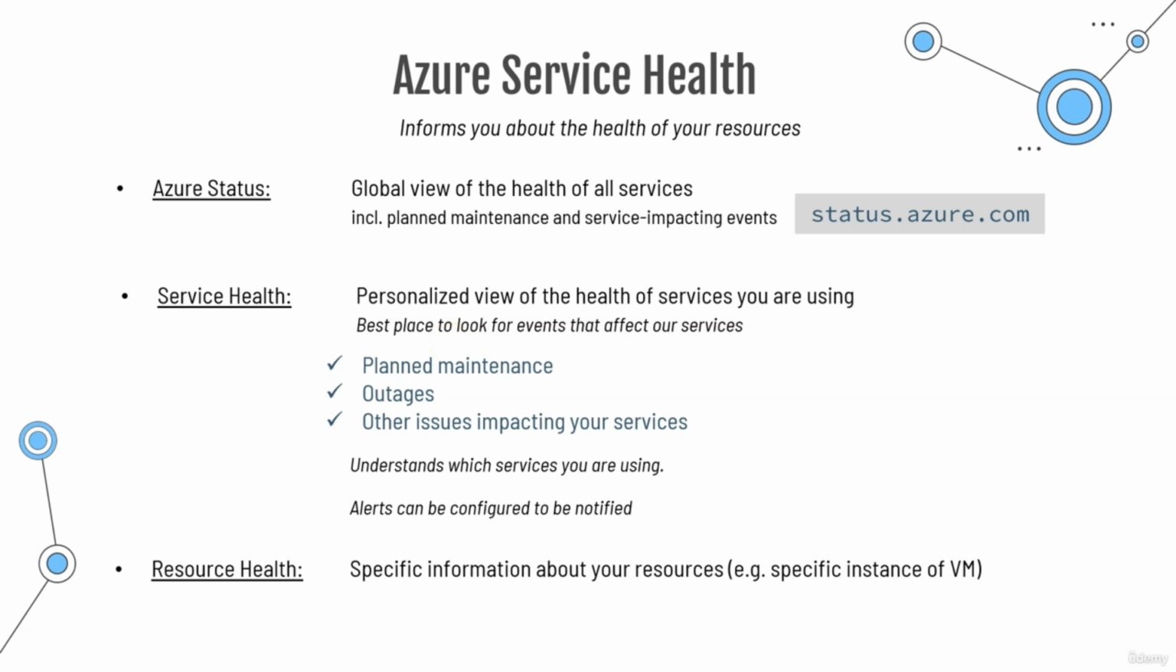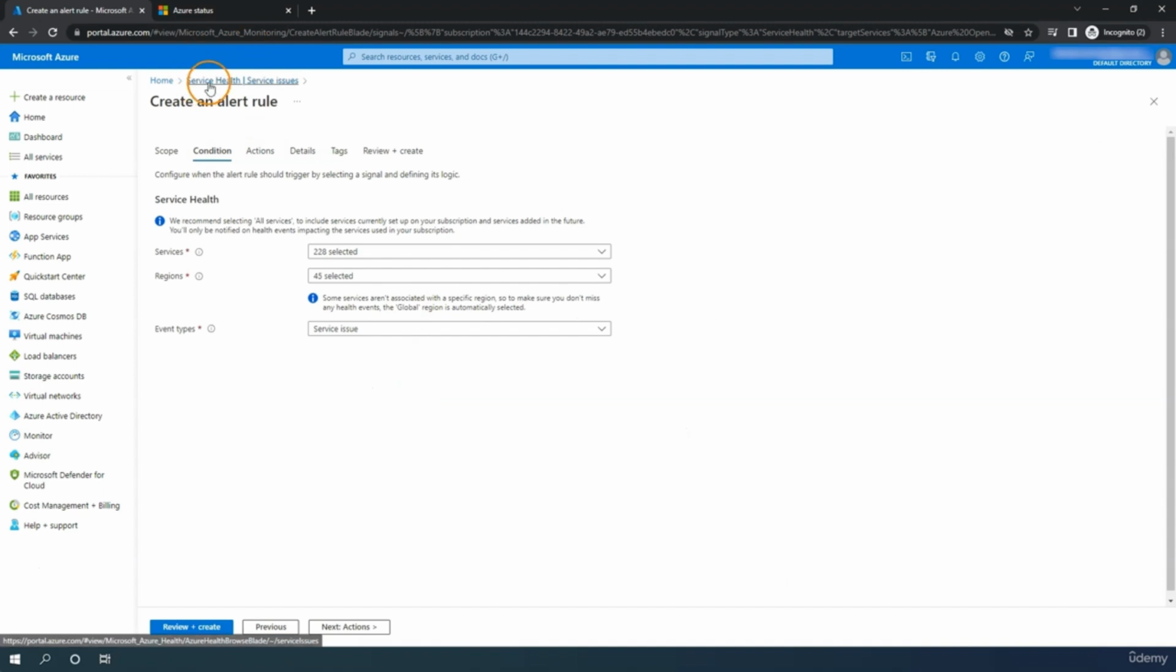This is giving us a little bit more specific information about resources we are using. So this is not in general about something that can affect the service we are using, but the resources, so the exact specific instance, for example, of a virtual machine that we are using. If there's some specific problem, then we will also be alerted about this. And we can also see this in the service health.